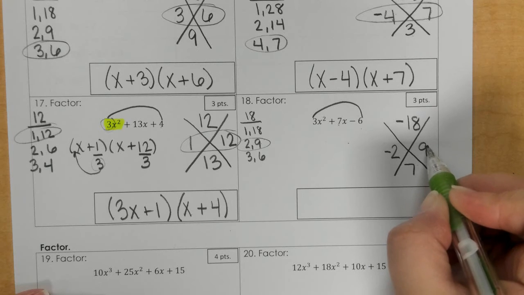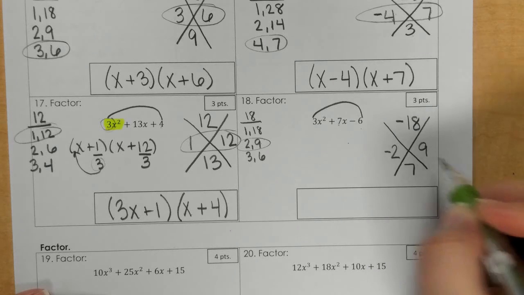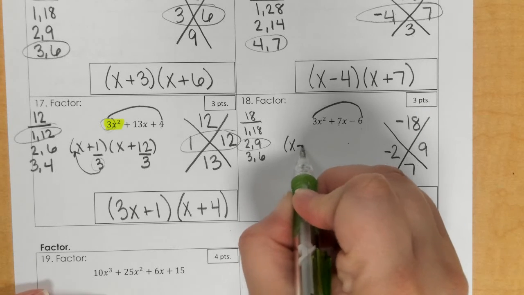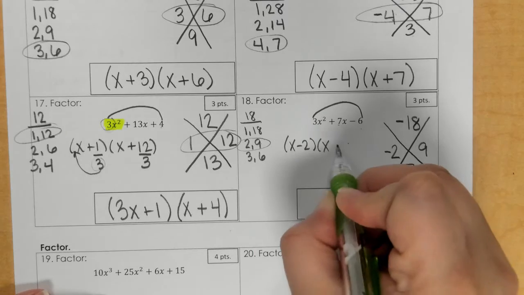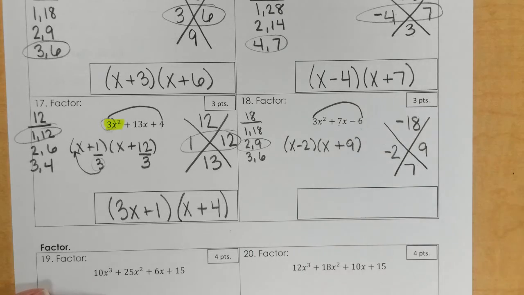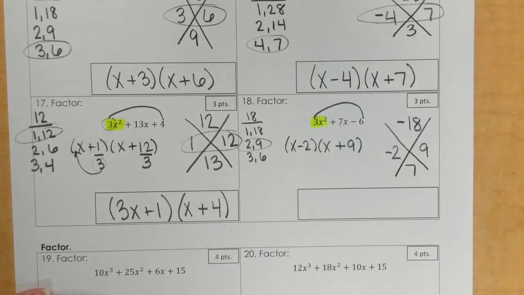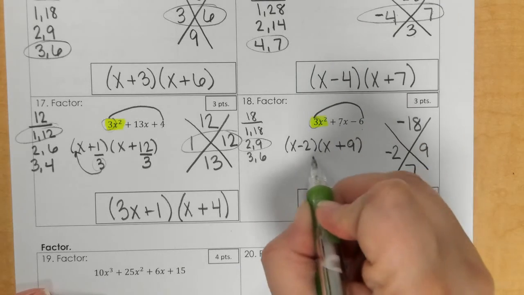So the bigger number would have to be positive to match the positive 7. And they would multiply to get to negative 18. So now we write that in factored form. We see that this number is bigger than 1, so that means I have to divide by that number.